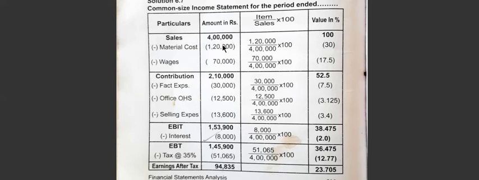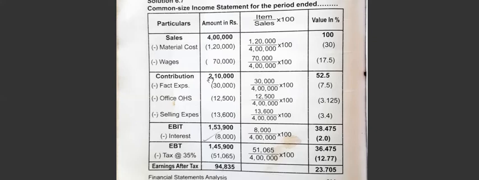So what is sales? Sales is 4 lakh rupees. Then what is the percentage? Always the sales percentage is considered as 100%. Okay, so sales is 100%, less material cost and wages. Material cost in the problem is given as 1,20,000, wages is 70,000. Okay, so calculate the percentage. 1,20,000 divided by 4 lakh into 100, it is 30%. Wages is 70,000. 70,000 divided by 4 lakh into 100, it is 17.5%.